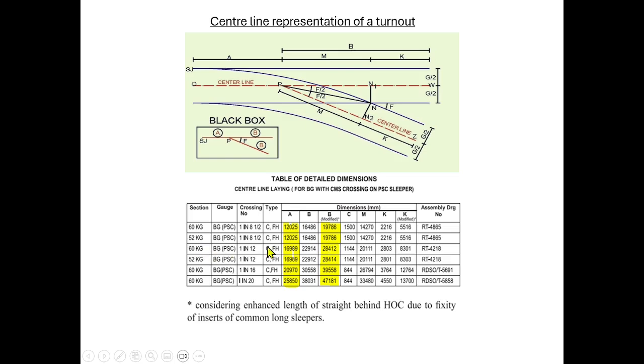Coming to 1 in 12, this is your A value, this is your B value, and in the case of 1 in 16, this is your A, 20.97, and 13.558 is the B value. Similarly for 1 in 12 also. These are the dimensions available. You can make use of them straight away for easy calculation.